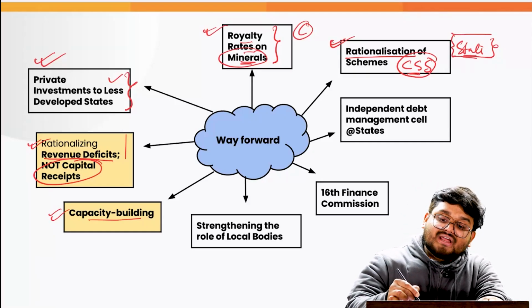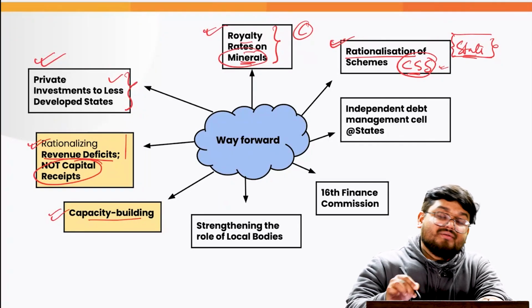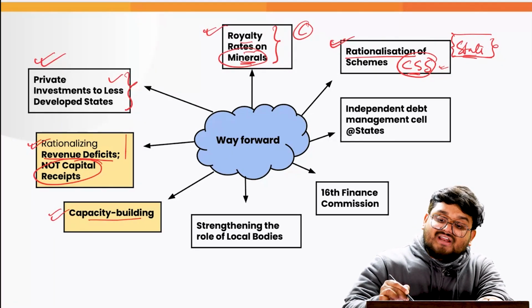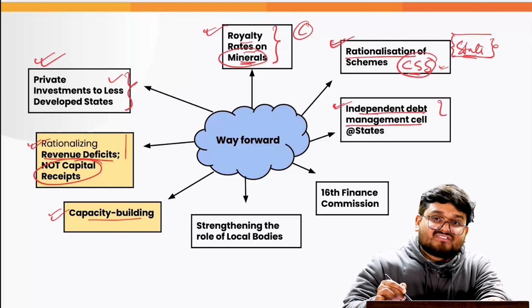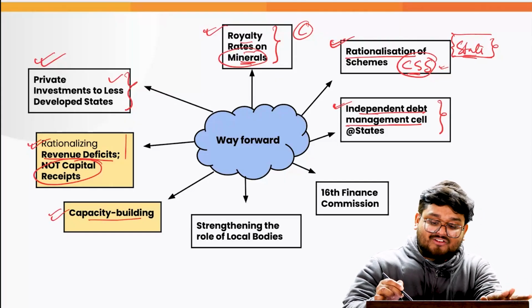So this is also putting heavy pressure, heavy burden on the state governments. Finally, the states must have an independent debt management cell. Each and every state must have the same to manage the debt, to track the debt, and so on.